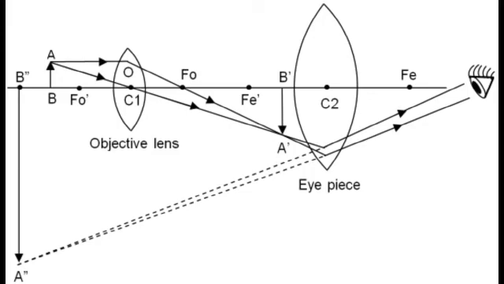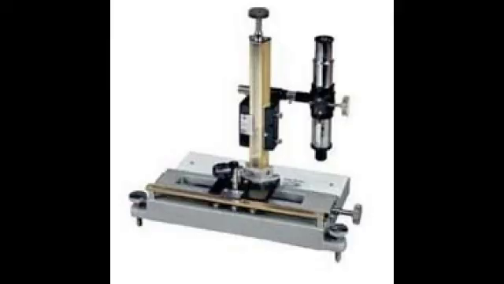Now we move on to the traveling microscope. A traveling microscope is one of the best instruments for measuring very small lengths with a high degree of accuracy, at the order of 0.01 millimeter. It works based on the principle of the Vernier. Its least count is 0.01 millimeter.